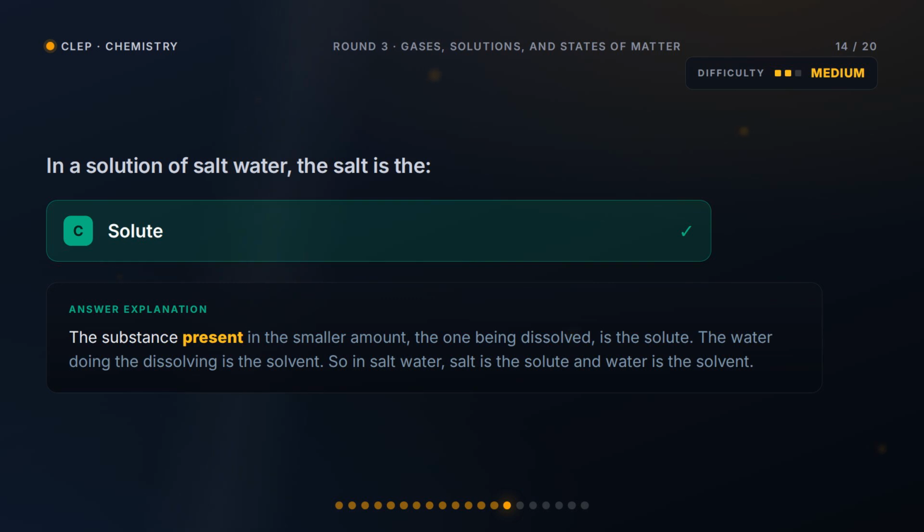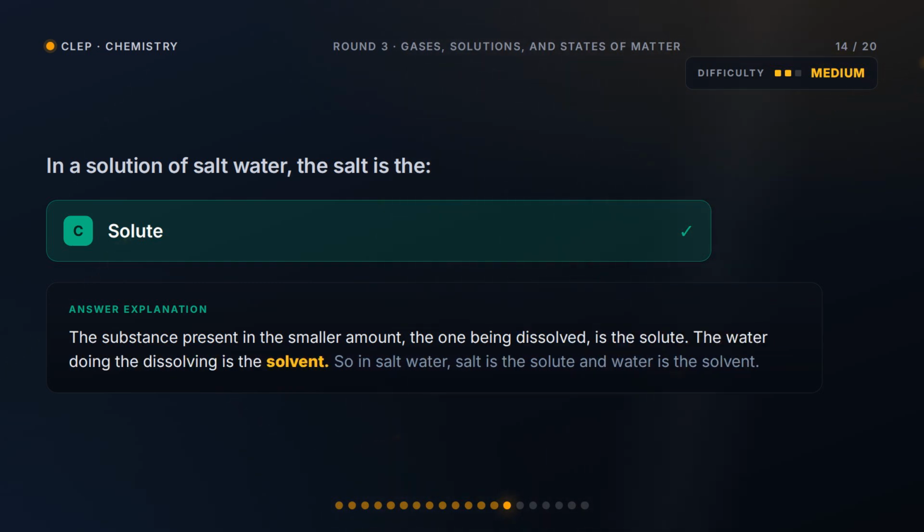The substance present in the smaller amount, the one being dissolved, is the solute. The water doing the dissolving is the solvent. So in salt water, salt is the solute and water is the solvent.